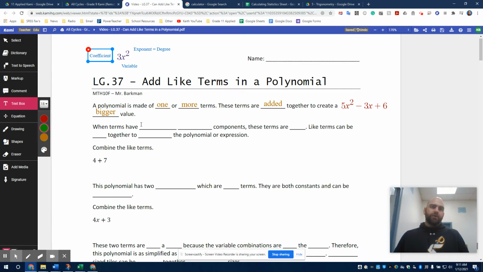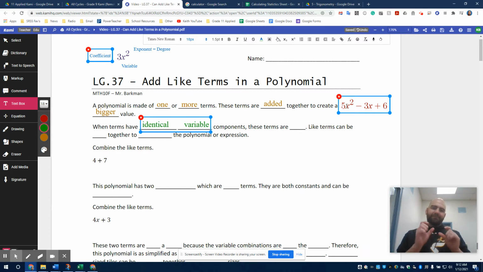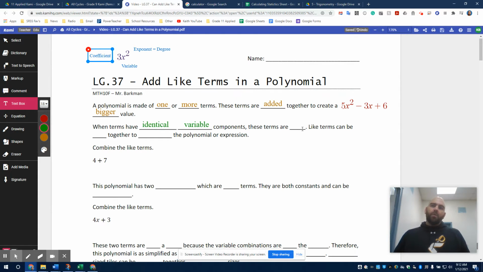So now we're going to focus right in on our terms here. When terms have identical variable components, remember that's going to depend on that variable. In this case, it's x squared. Here it's an x. Here there's none. It's a constant. Then we consider these terms to be like.